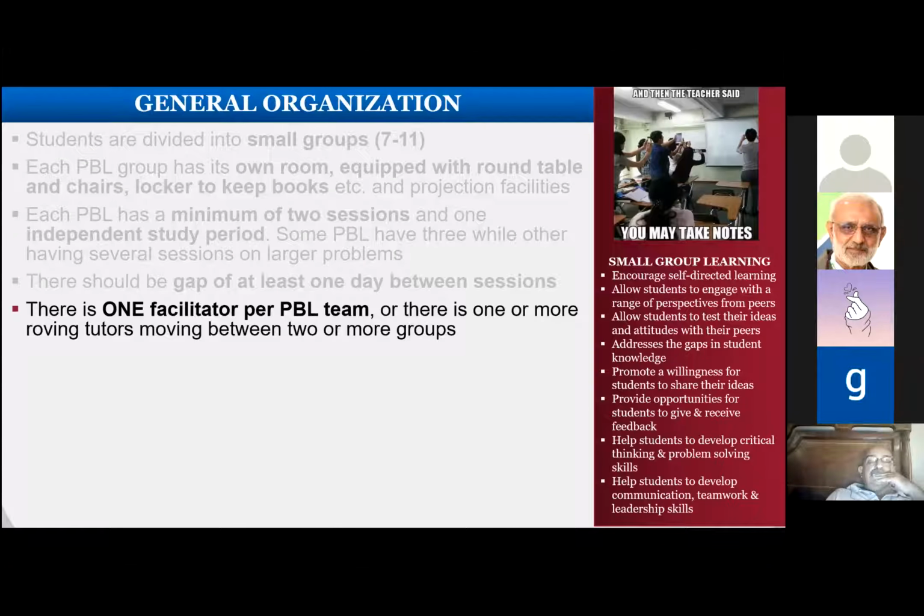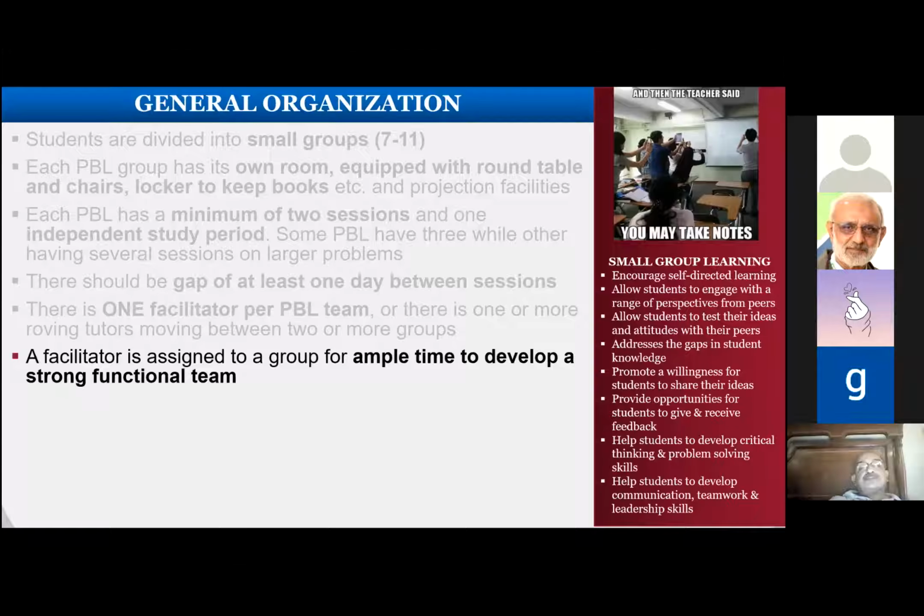There is 1 facilitator per PBL team, or there are 1 or more roving tutors moving between 2 or more groups. If the number of facilitators is less, a facilitator is assigned to a group for ample time to develop a strong functional group. So if you keep on changing the facilitator with each PBL, the team building process will not be that effective. So usually the facilitator is assigned for, say, 1 semester, in which 5 or 6 PBL modules will be conducted.